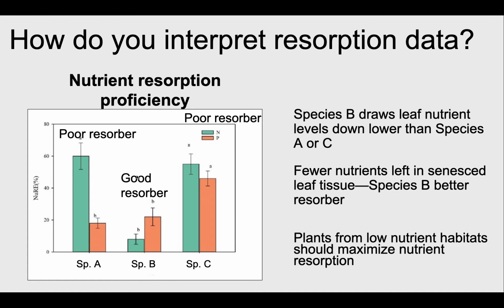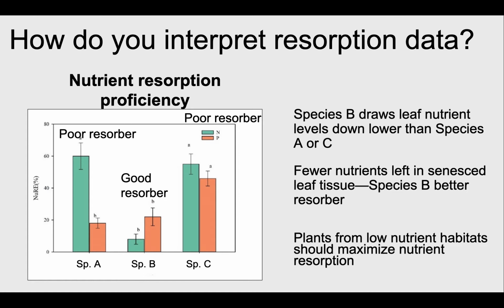percentage of nutrients in the senesced leaves. So if we look at species A and species C, we see that they have a greater percentage of these nutrients than species B. Species B really took a lot of those nutrients out of those senescing leaves before they dropped them. So this would indicate that species B is really good at reabsorbing those nutrients back into its plant body, versus species A and C, not so much. They're losing a lot of nutrients in their senescing leaves.